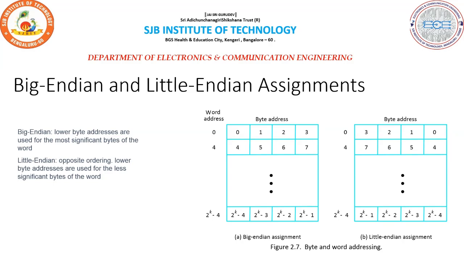This is the natural ordering for encoding numerical data. The labeling of bits within a byte is B7 to B0 from left to right. There are computers that use both the big endian and the little endian assignments.